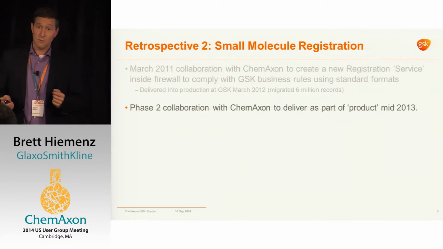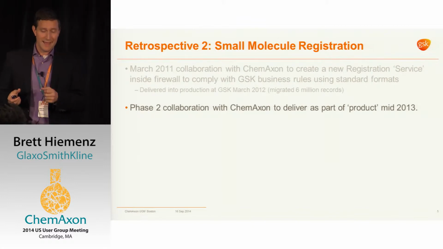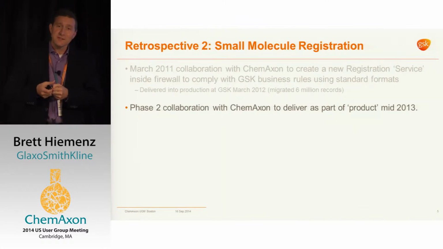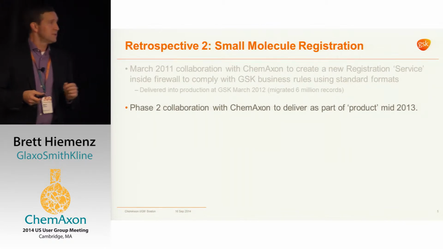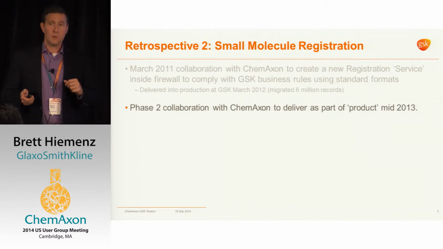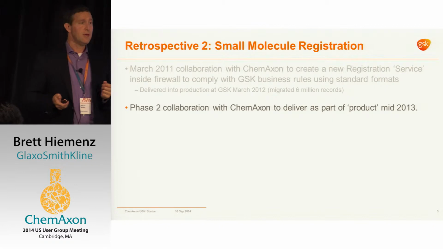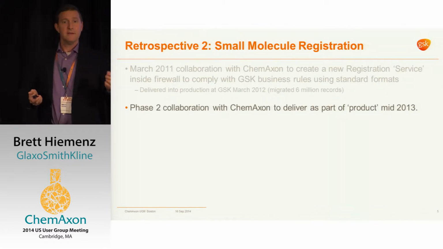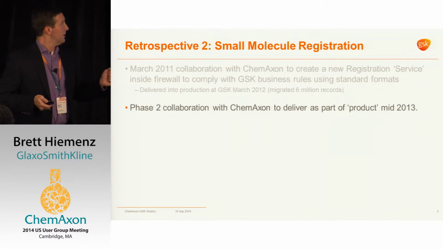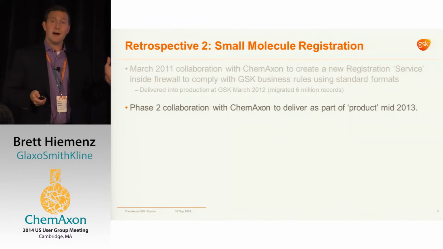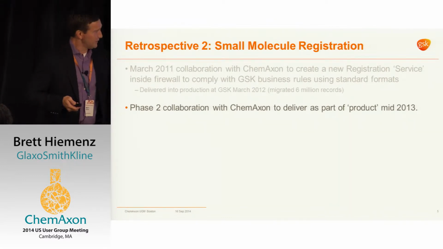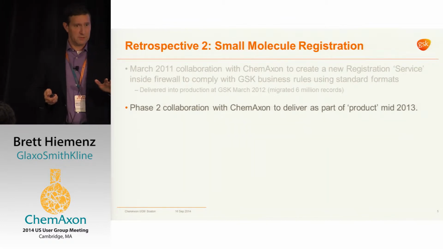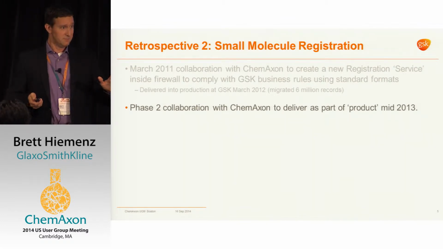Phase 2 was moving those tools, ripping them out of the registrar's hands and giving them to the chemists, to the medicinal chemists who were going to register the compounds themselves. So if there's a problem with a compound, fix that compound. Well, this was seen as a viable product for ChemAxon, and they indeed delivered, I think I have it as mid-2013, but I think the first release was late 2012, not entirely sure.